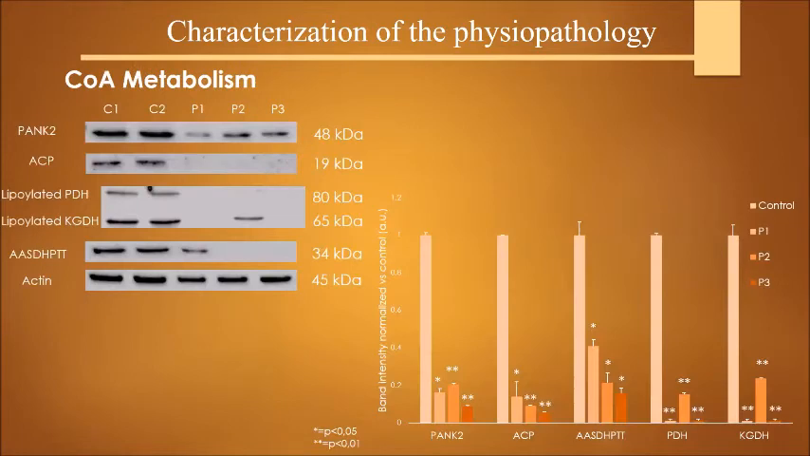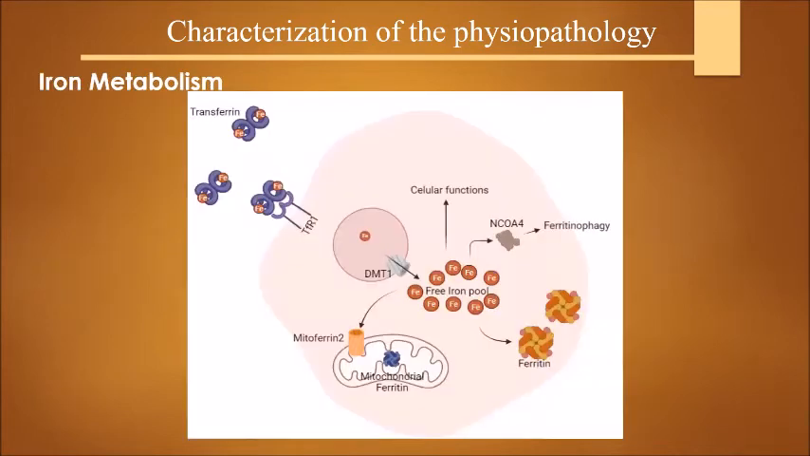Well, we see in the Western blot, and with the bar graph, that again there is a decrease in the concentration of all of these proteins. As PANK2 is also related to iron metabolism, and iron is an essential element whose excess or deficit could produce some disease, we also looked at the iron metabolism.